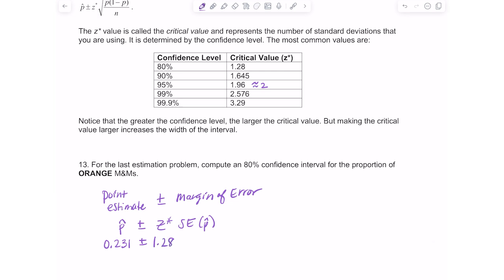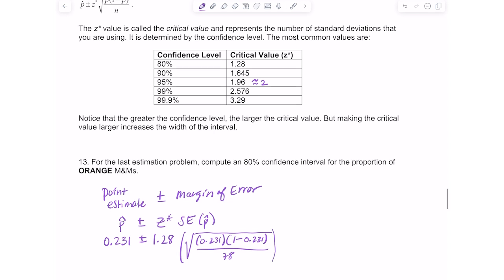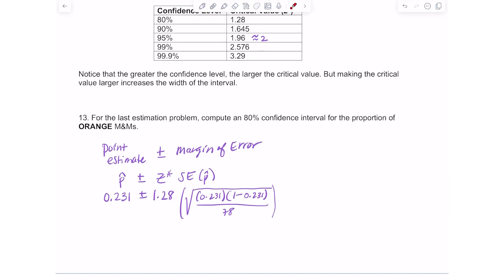Now the standard error is going to be your standard error formula, which remember is just the square root of p times q over n, except remember we don't know p and q. So we need to use p hat, which is right here. So we've got 0.231 and then times 1 minus that. And then we're going to divide by our sample size, which for me was 78 M&Ms. If you're doing your own bag of M&M activity, you're going to take whatever proportions you got and whatever sample size you got and substitute that in.